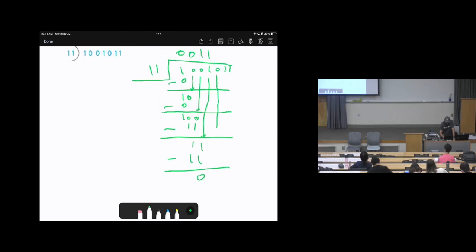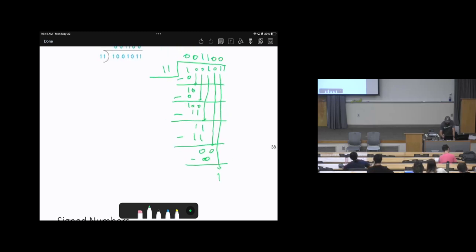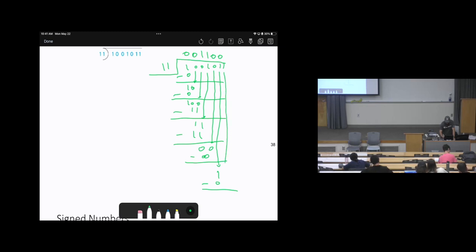Subtract 11, so the answer will be 0 here. Then this 0 will come down. 0 divided by 11 is still 0 because we cannot subtract, so minus 0. Then this one will come down. 1 divided by 11 is 0, then subtract the 0. So this 11 will fall down. 11 divided by 11 is 1. Then subtract 11. Then no more numbers.